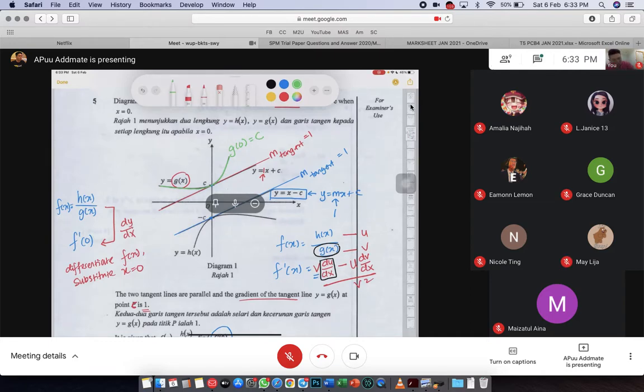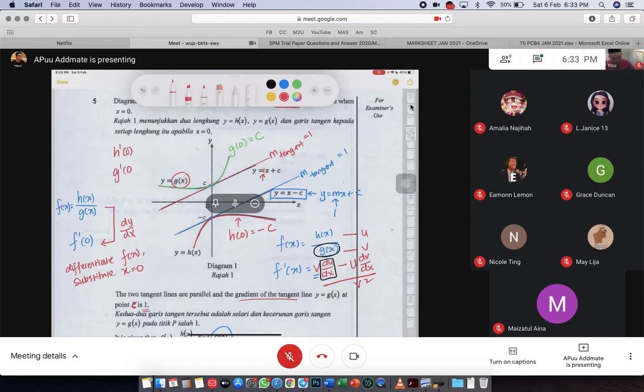Lepas tu kalau tengok bawah ni pula, yang warna merah, cikgu lukis yang curve warna merah ni. This is HX kan? Kalau HX kamu punya curve macam ni, so apalah H0? Negative C. Yes. Ini banyak benda ni dekat soalan ni. Okay? So you have your G0 is C, you have your H0 is negative C. And tell me, apakah you punya H prime and G prime? My bad.